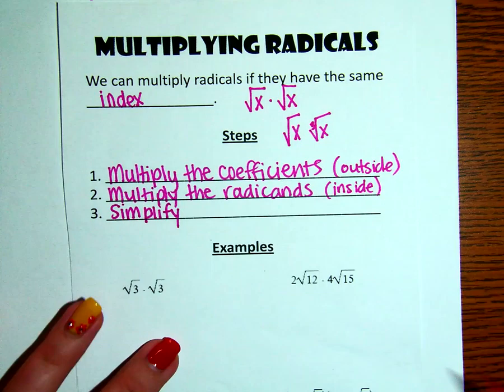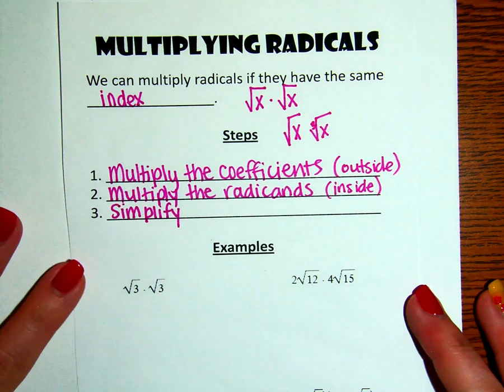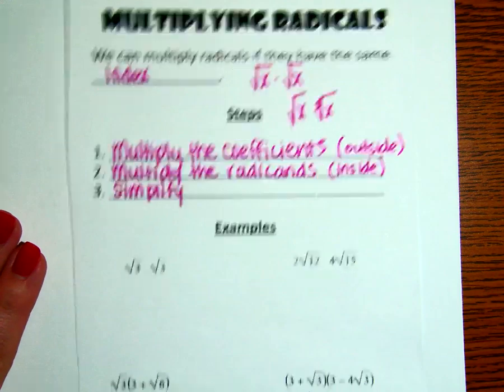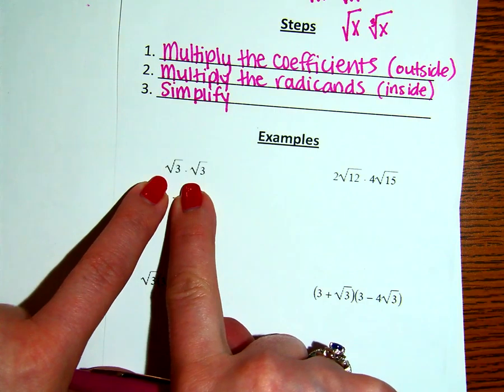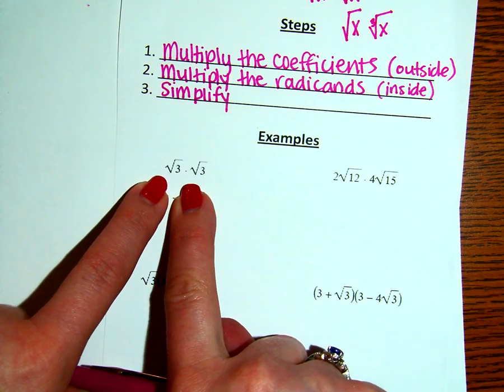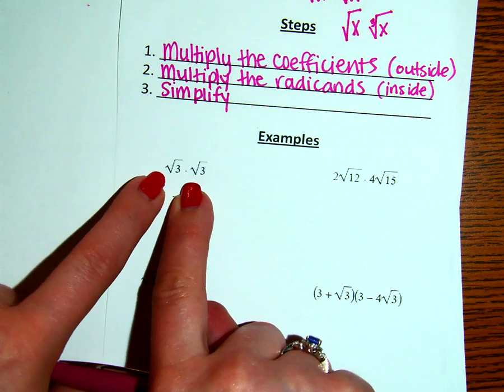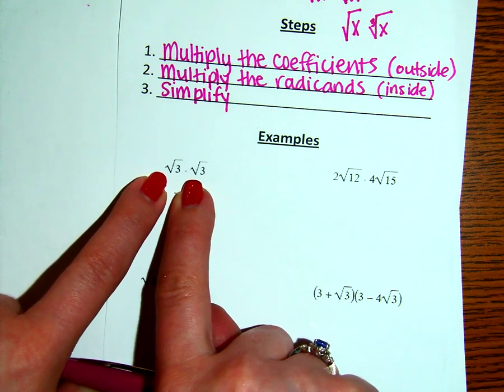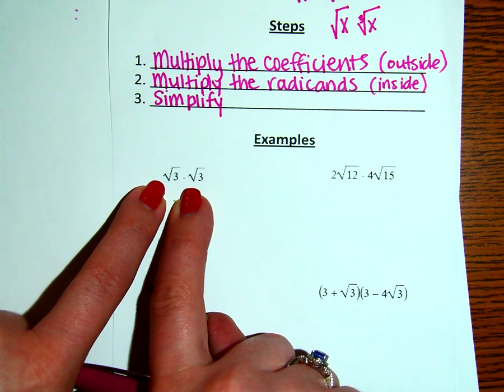This is another difference between multiplication and addition, because in addition we would have simplified first and then added. With multiplication we multiply and then we simplify. So, example 1. Okay? If I do not have a coefficient out in front of my radical, then that coefficient would be a 1. Okay? 1 does not have to be written, so I have a 1 in front of both of these, so 1 times 1 would give me 1. You don't have to write the 1. You can if you want to.